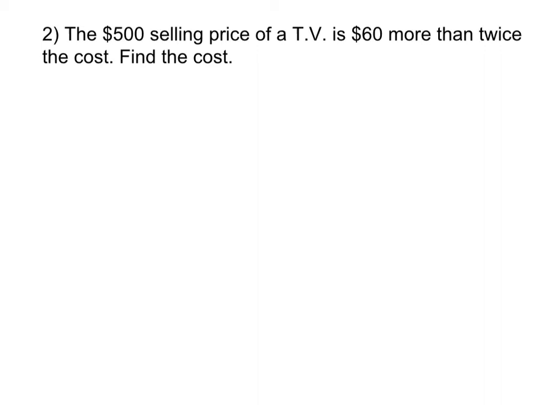Example number 2. The $500 selling price of a TV is $60 more than twice the cost. Find the cost. So the first sentence gives you information about the cost. The second sentence asks you to find the cost. So what is our x? Our x, what we're trying to find, is the cost. That means every time you see the word cost, you're going to be plugging in x. So let's start with this problem. It says the $500 selling price is. So that means we're going to start with 500. So $500 equals 60 more than twice the cost.